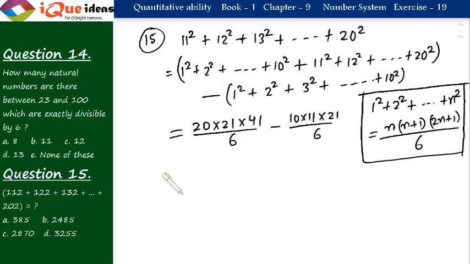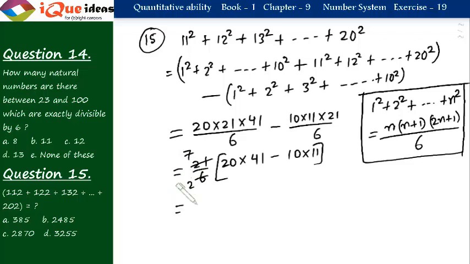Now calculate separately, or let's say if you take 21 by 6 common, inside we will have 20 into 41 minus 10 into 11. All right. Now 21 by 6 will give us 3 cancels 21 7 times and 6 2 times. So it is 7 by 2. We could have taken 10 also common, but no problem.